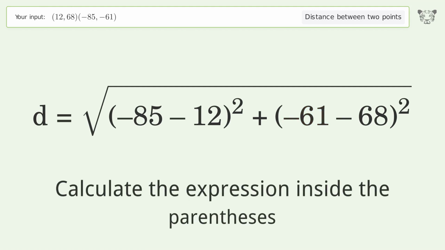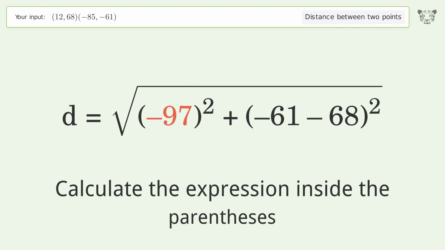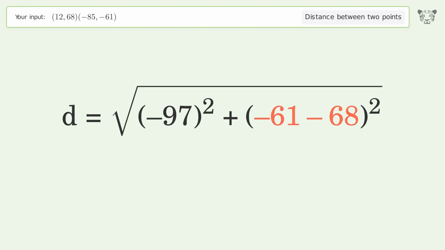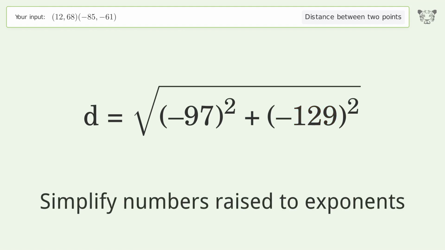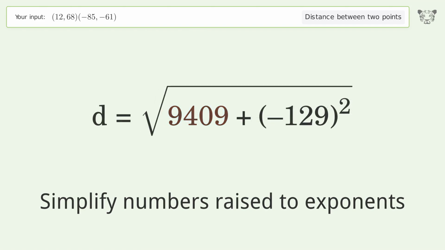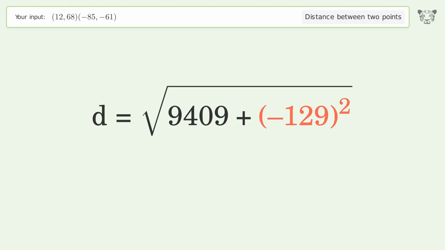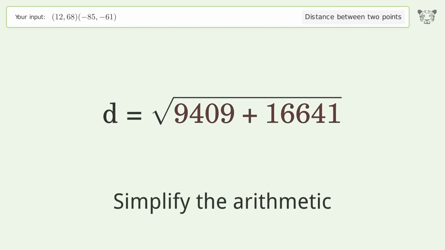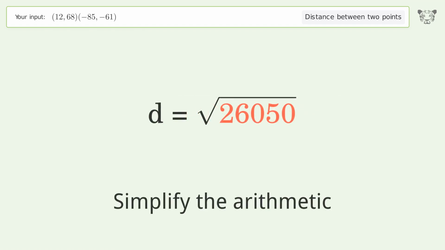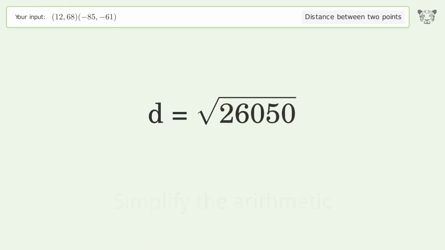Calculate the expression inside the parentheses. Simplify numbers raised to exponents. Simplify the arithmetic. And so the distance between the 2 points is the square root of 26,050, or 161.4.